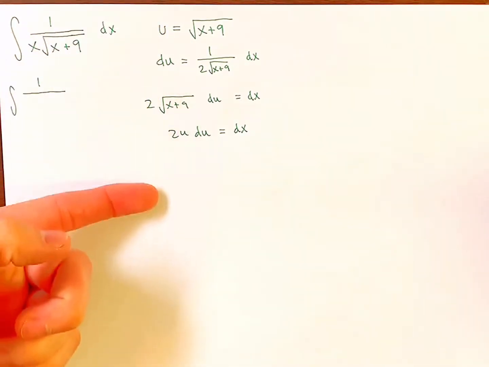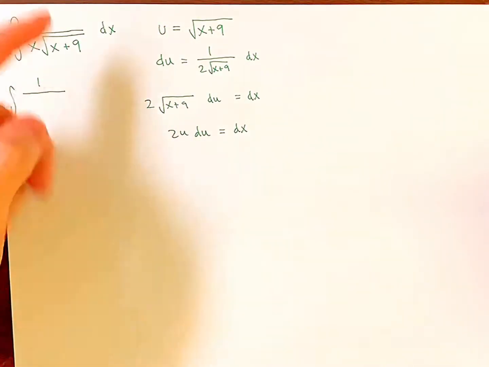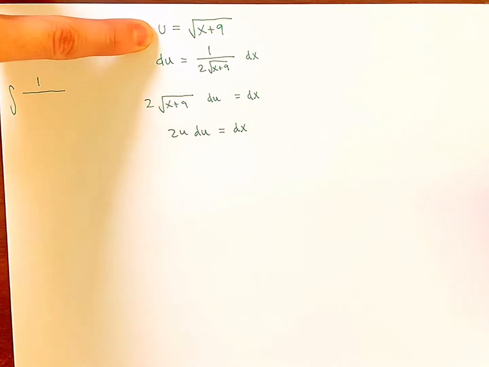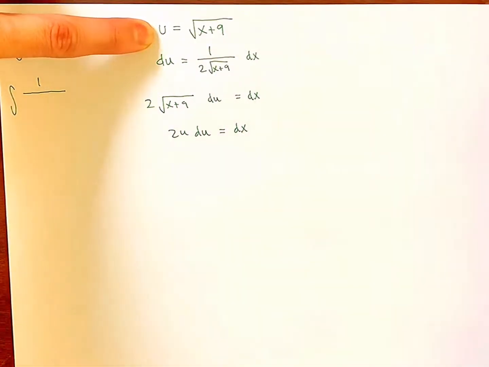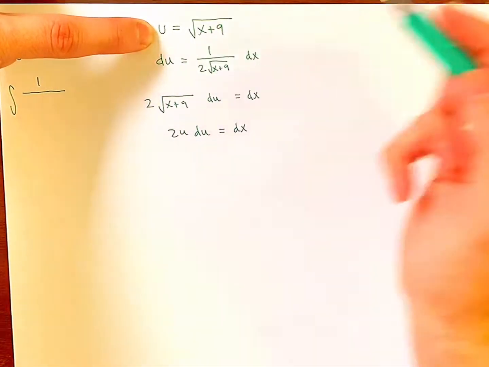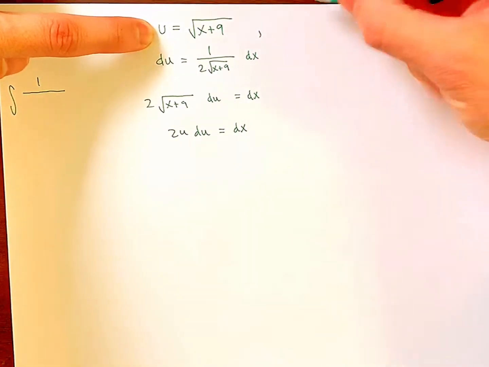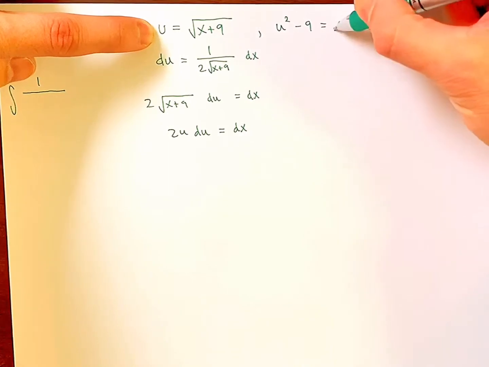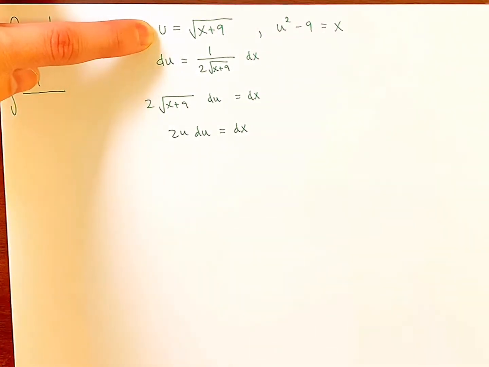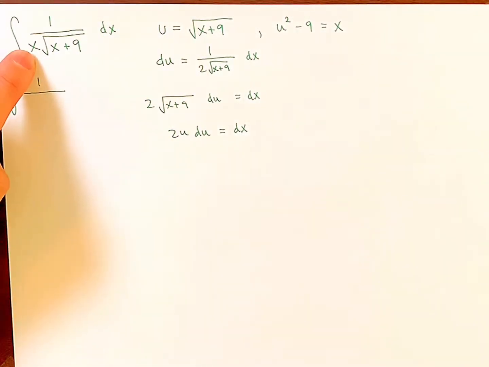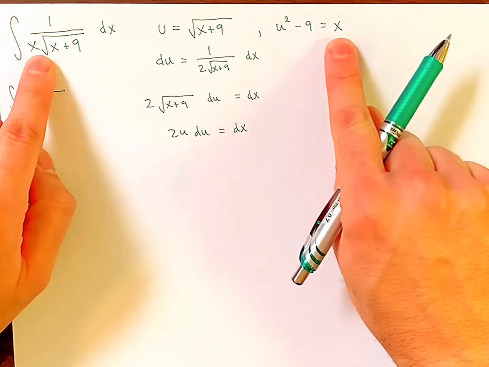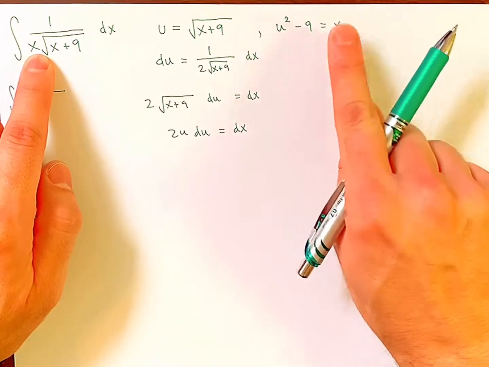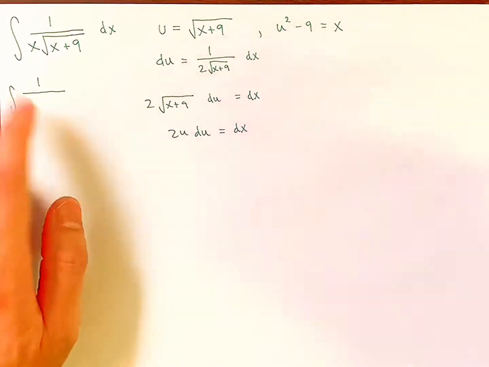Well, notice that nowhere here do I have an x isolated. So let's quickly go back up here. So why don't I square both sides and then subtract the 9 away? Do so, and you'll see that u squared minus 9, that quantity equals x. So that's what I'll substitute back in here. So by substitution, this x, which is this, gets replaced by that down here.